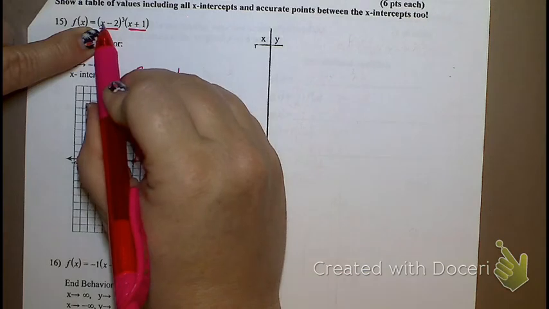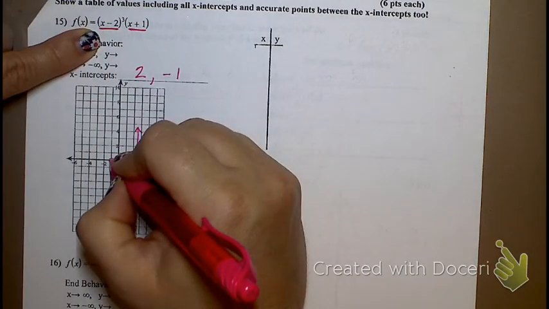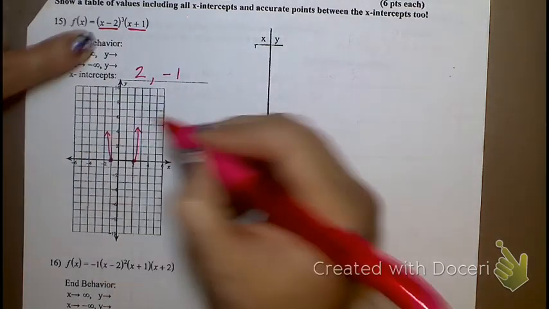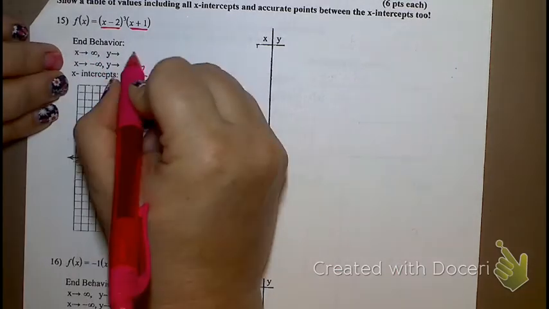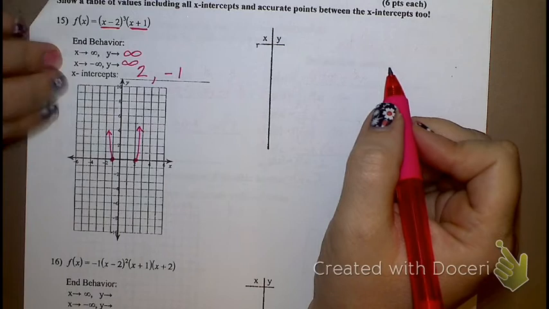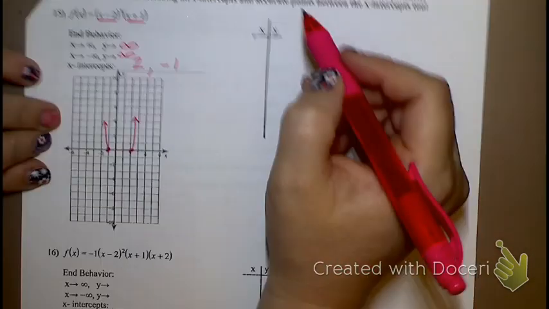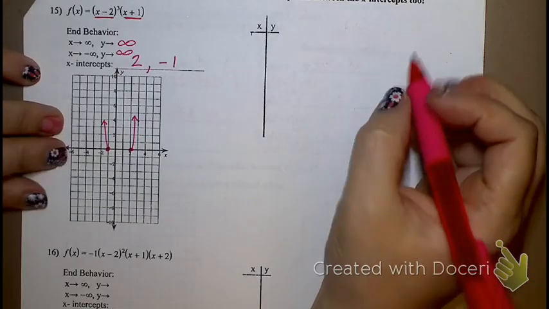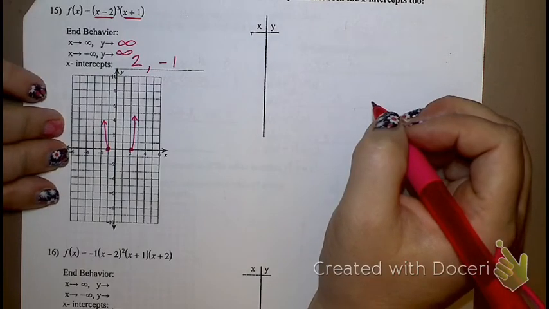1, 2, 3, 4. So the other side is also going up. So my end behavior: right side goes towards positive infinity, left side goes to negative infinity. I tried to give you a little extra space there because that can get kind of squishy. Now, why is there an XY chart?